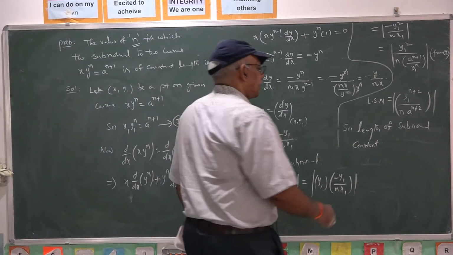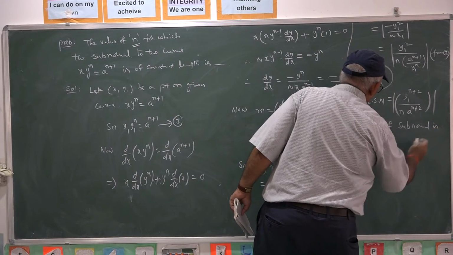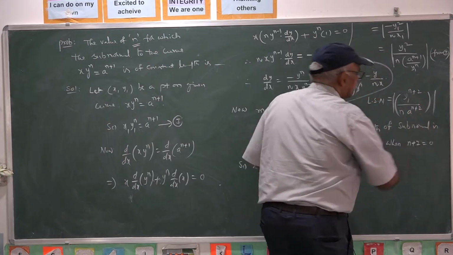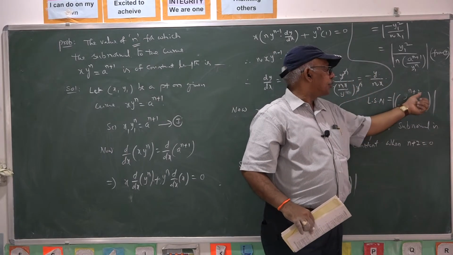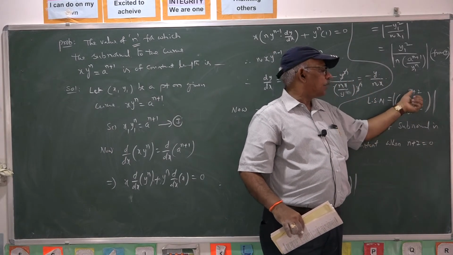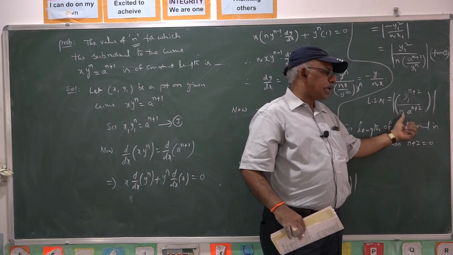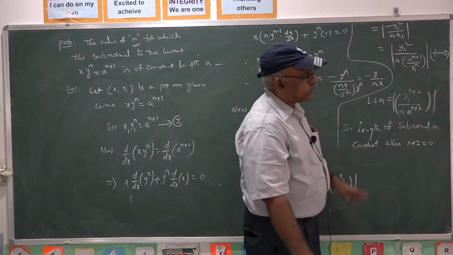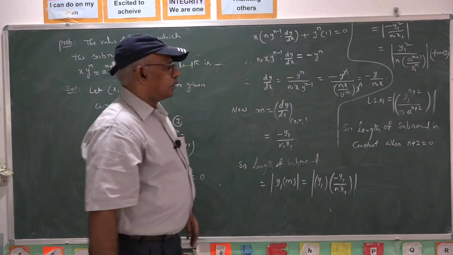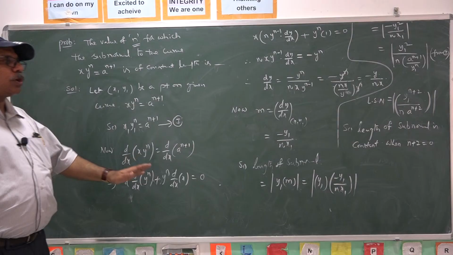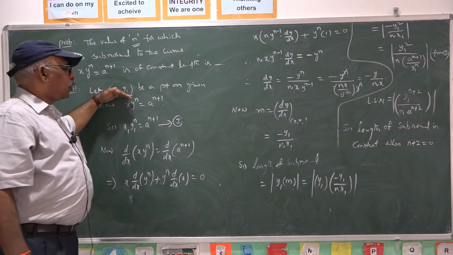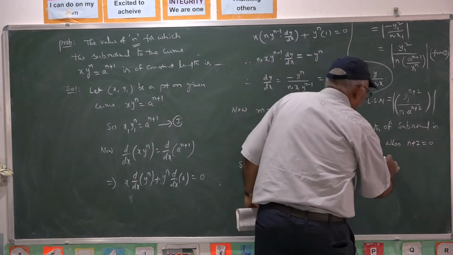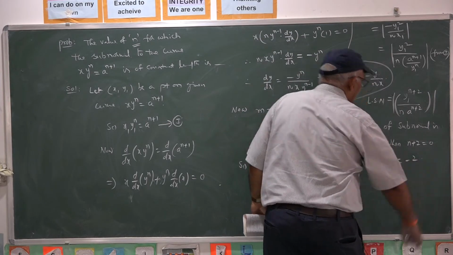The length of the subtangent is constant when n plus 2 is 0. Once n plus 2 is 0, y1 power 0 is 1. So this n is constant, a is constant, and the total length of the normal becomes constant. In such a case, the length of the subnormal does not depend on the position of the point, that is, the coordinates of the point. Therefore, n must be equal to minus 2.